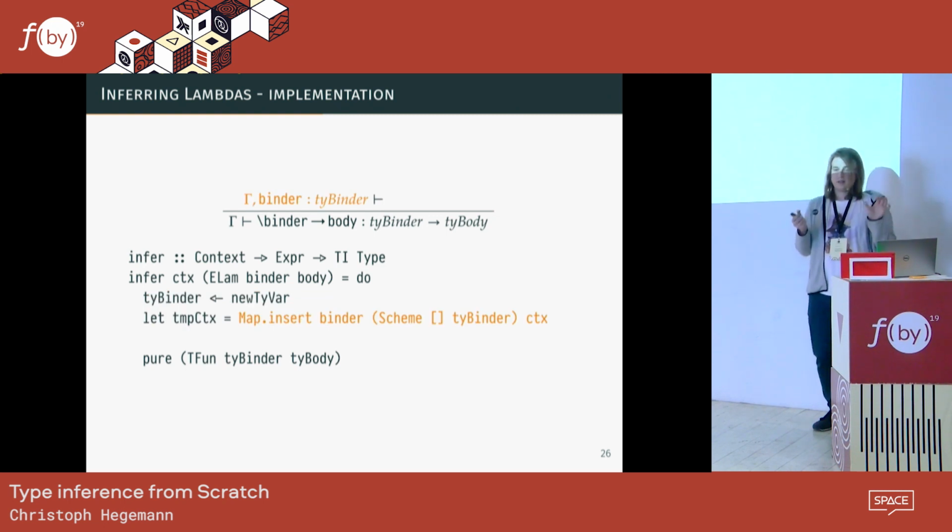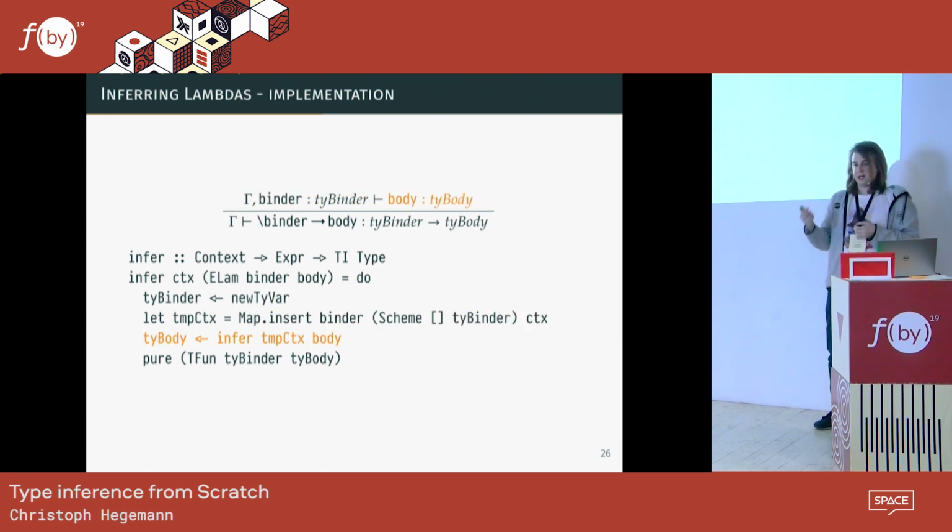And then we're going to create the context from the old context that we've been given as an argument here, and we're going to insert the binding to the binder into that context. And then we're going to infer the type of body inside that temporary context.